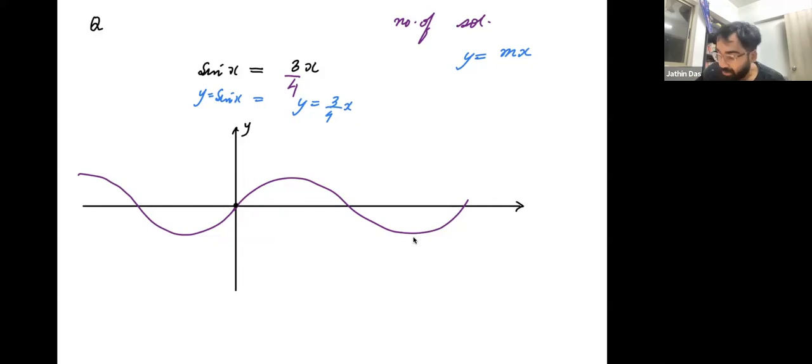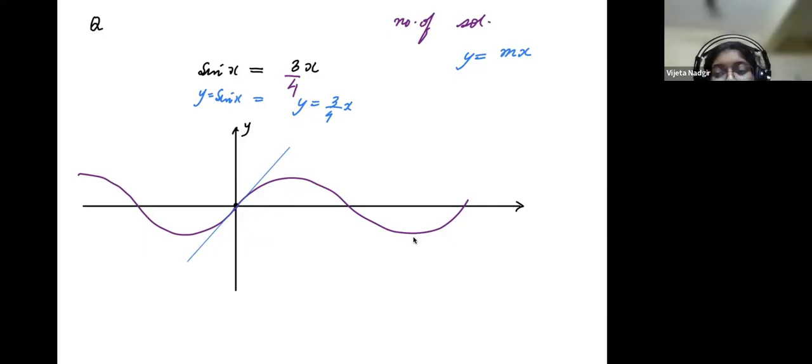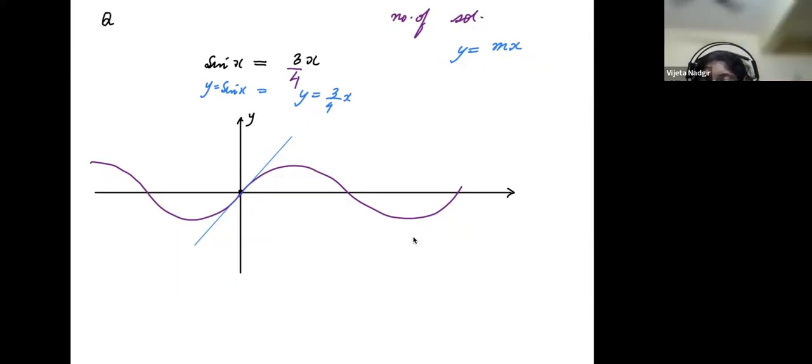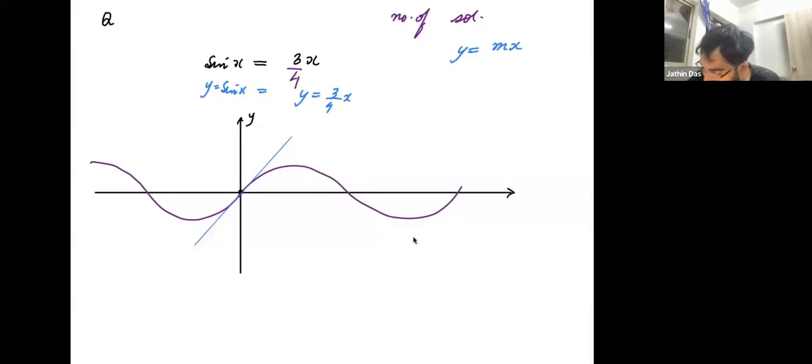How will you know? So you should know, if I'm drawing a line like this here, this is called a tangent to the sine curve. Now, since you know a little bit of differentiation, what does differentiation say? What is dy by dx? It's the slope of the tangent at that point. Correct? This you know.